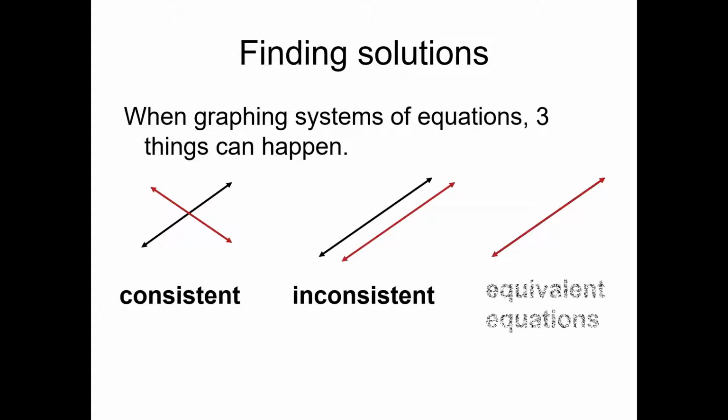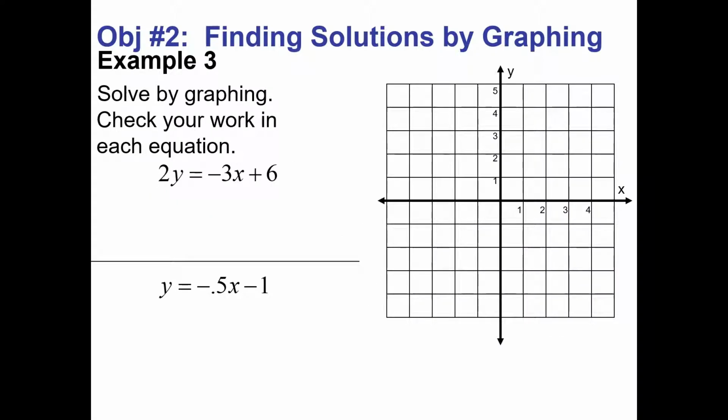That's it. All right, we're going to solve this by graphing here. And ultimately what we've got to do is just graph these two lines. So hopefully you remember how to graph things. We've got 2y equals negative 3x plus 6 for my first equation.